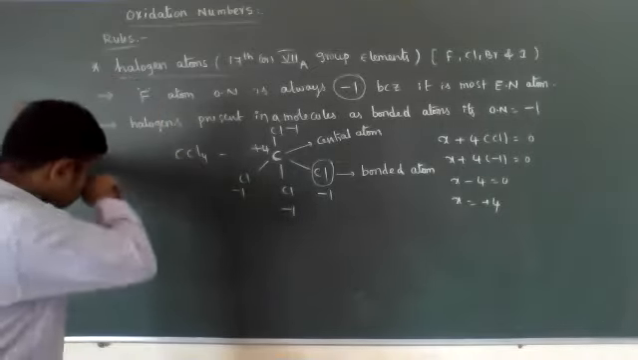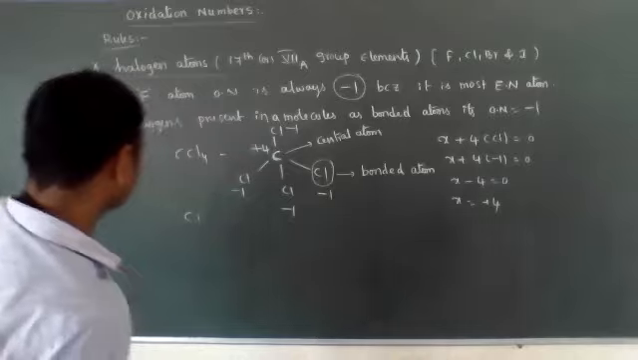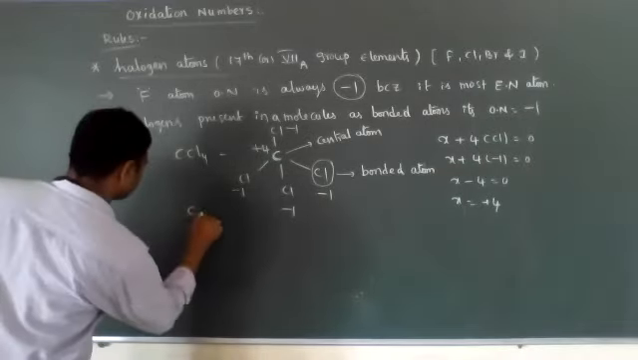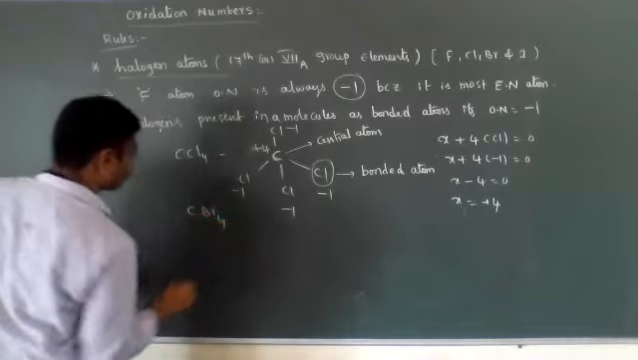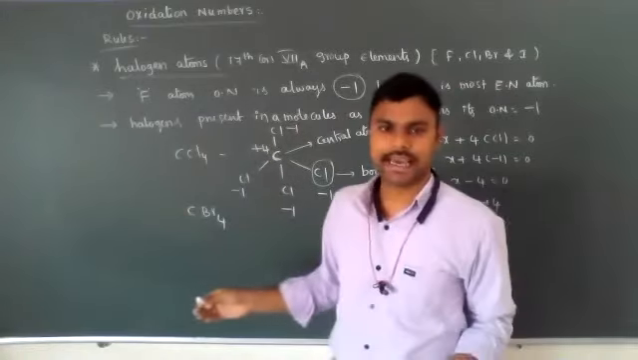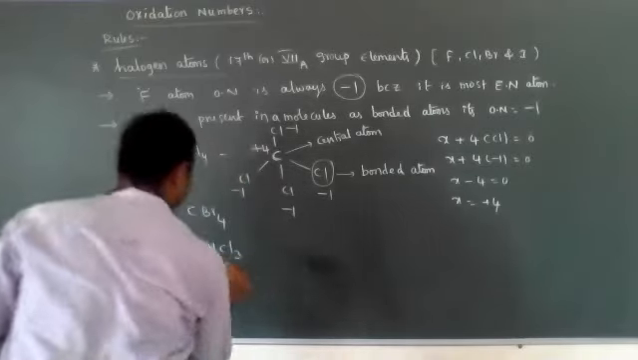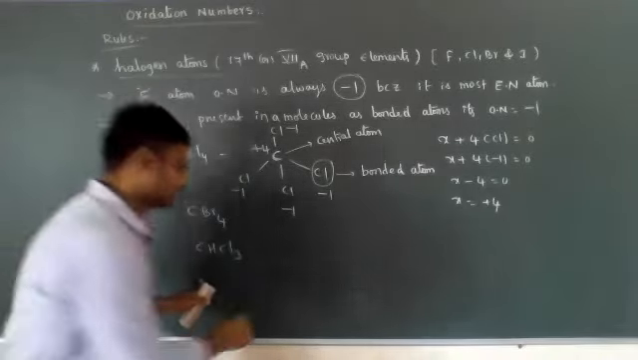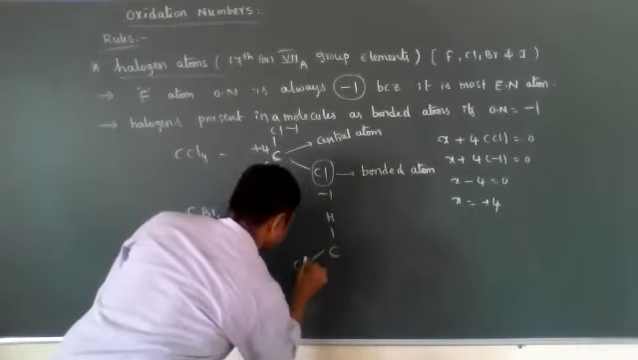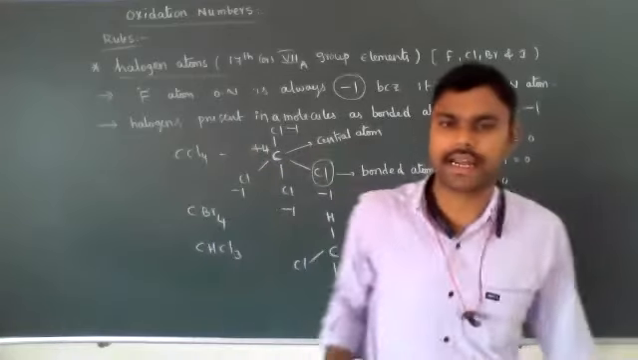For example, carbon combined with bromine atoms, 4 bromine atoms, CBr4 and CI4 or CHCl3. You know very well the organic compound CHCl3, chloroform. This carbon is bonded with one hydrogen atom and 3 chlorine atoms.